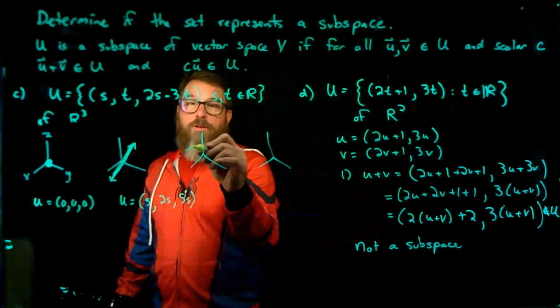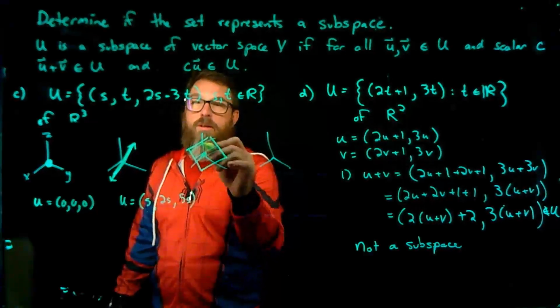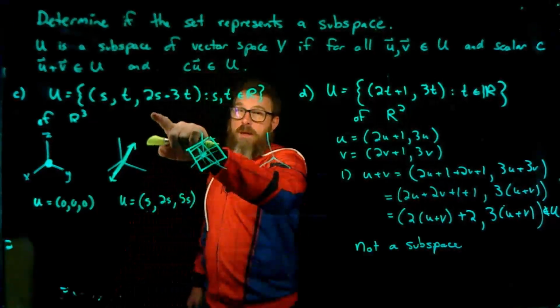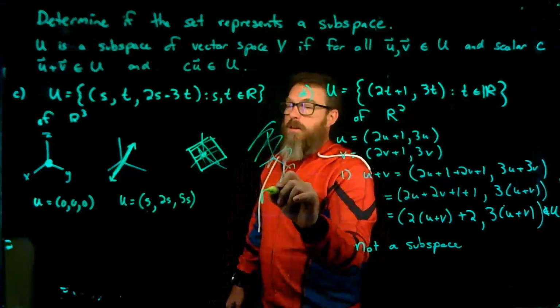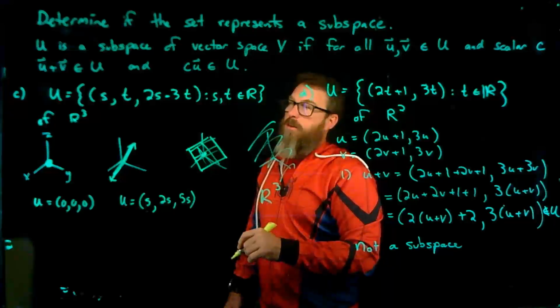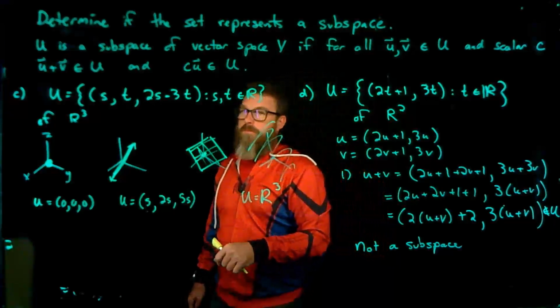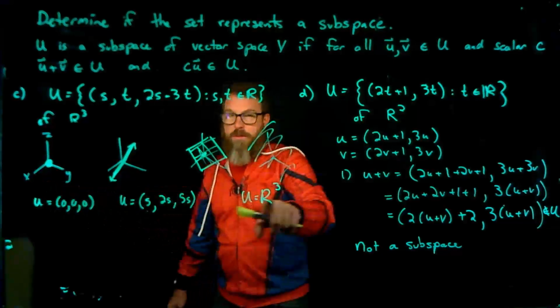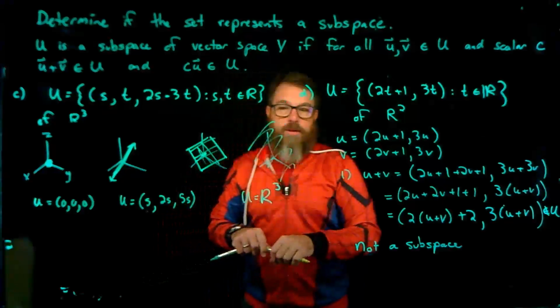I could have a plane through the origin. I'm going to make sure that it's crossing that origin here. And this is an example of that. Or you could have the entire space. So you could also have R3 itself. So U being a subspace. So this being a trivial subspace, this also could be the trivial subspace. These two being more interesting.